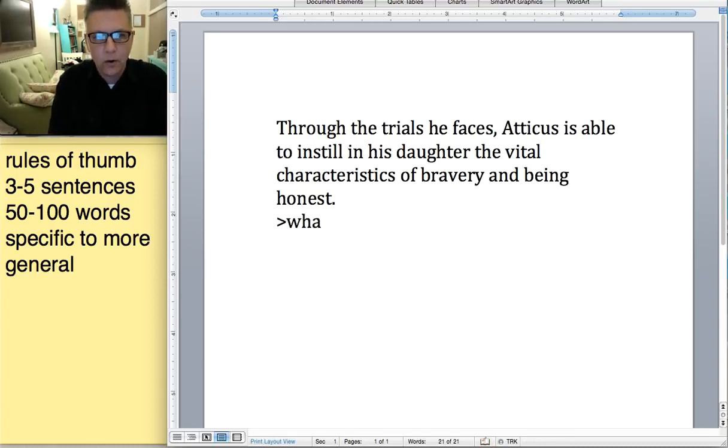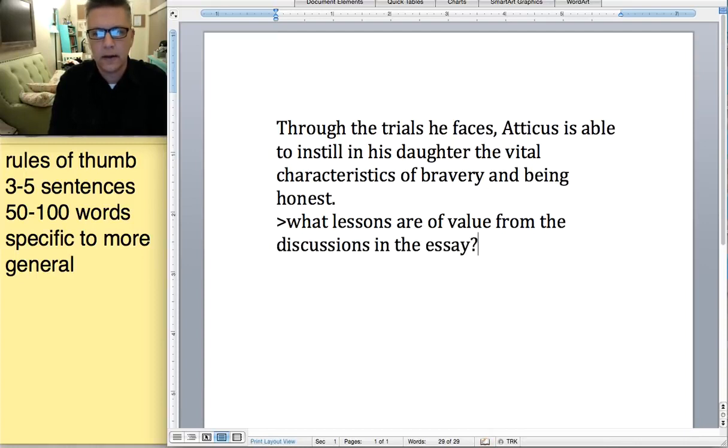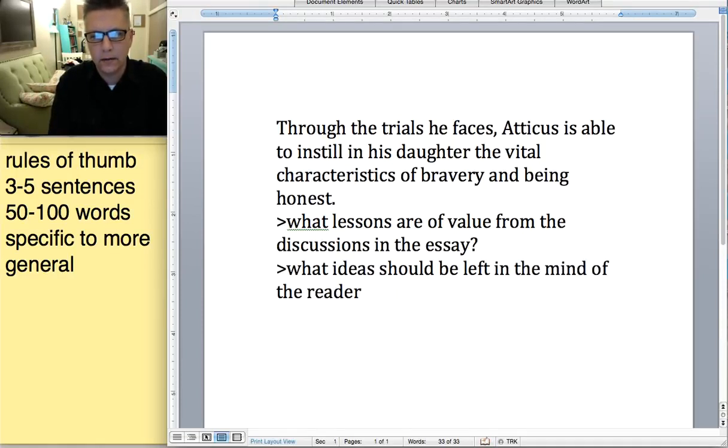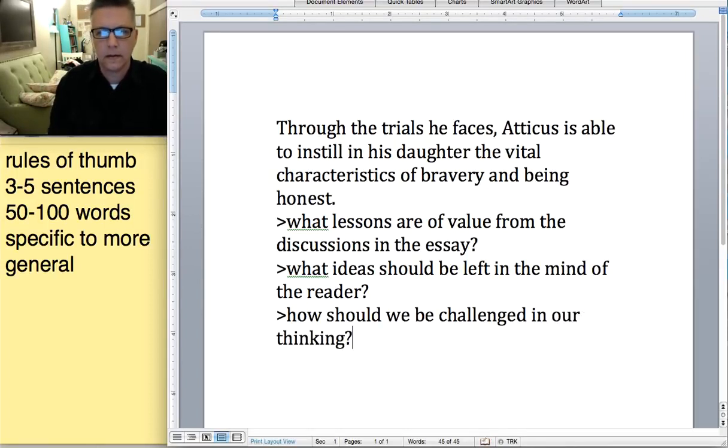So something like, what lessons are of value from the discussion of the essay? These are questions you can think of. What ideas should be left in the mind of the reader? How should we be challenged? All right, so here's the thing. You can see how this goes from specific to more general.